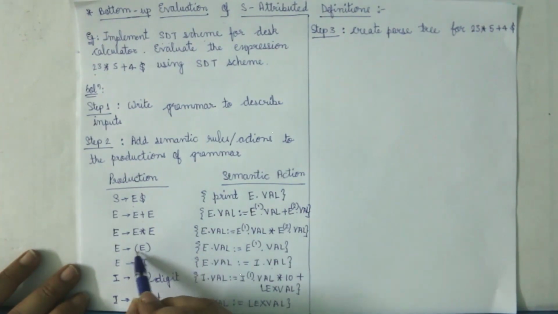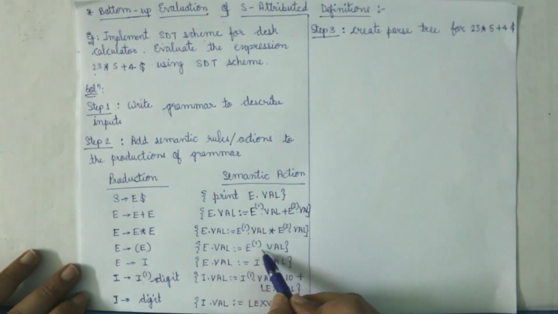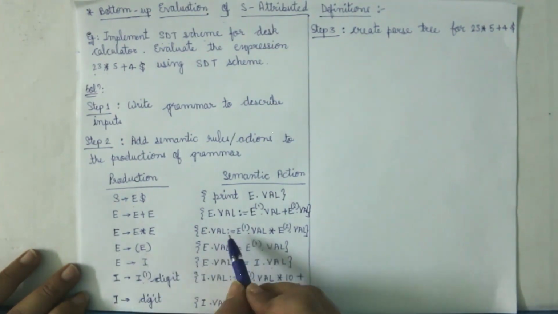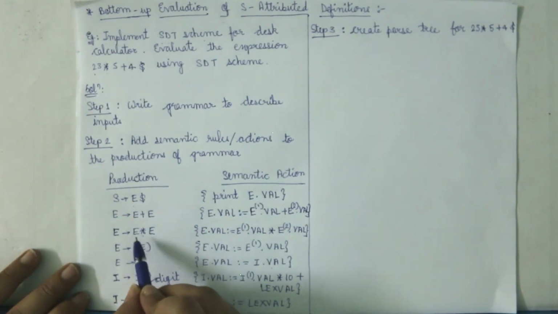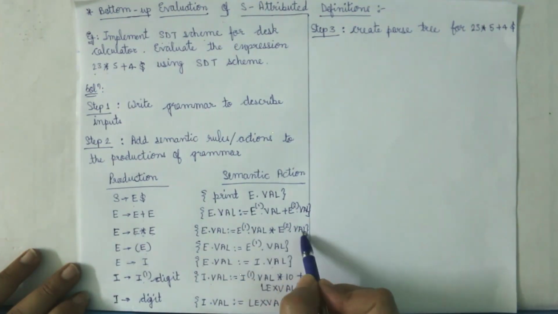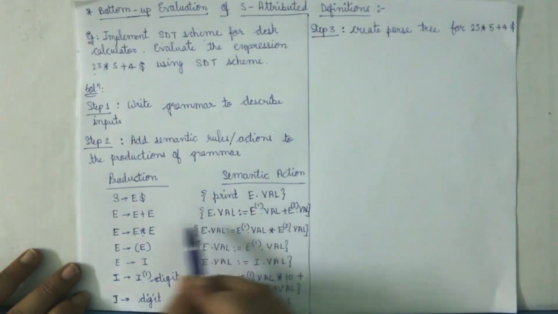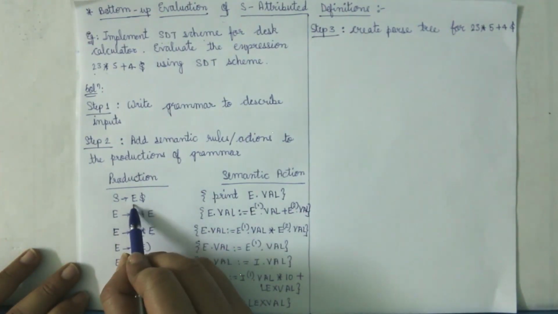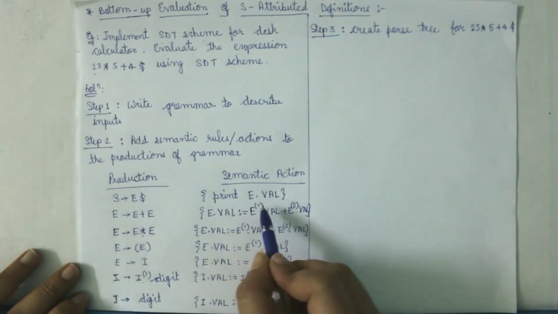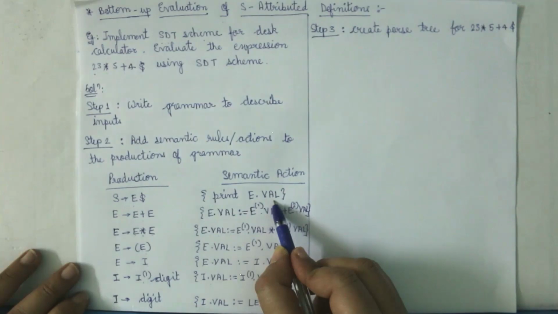Then if there are brackets, this is the E which we want, which is important for us, not the bracket. So we'll just take e1.val and store it in e.val. Next, if you want to do multiplication, we'll call this the first expression, second expression, multiply and store it in this E. So this is first value, second value, multiply, store it in e.val. Similarly with addition. And finally, when we want to stop, if all expressions are checked, we'll print that value on screen, which will be the final e.val.